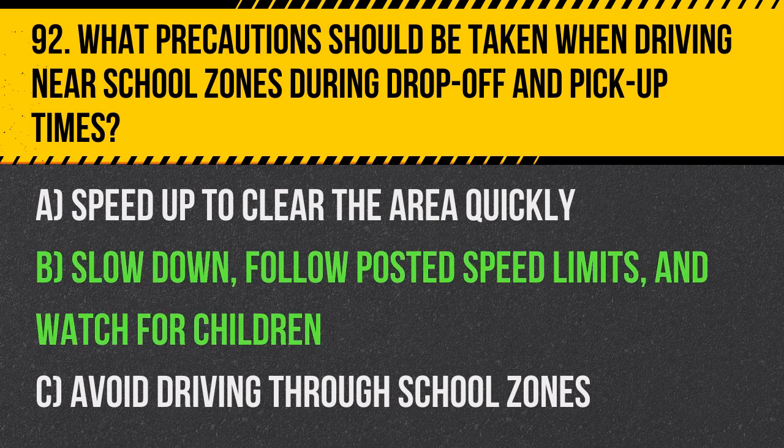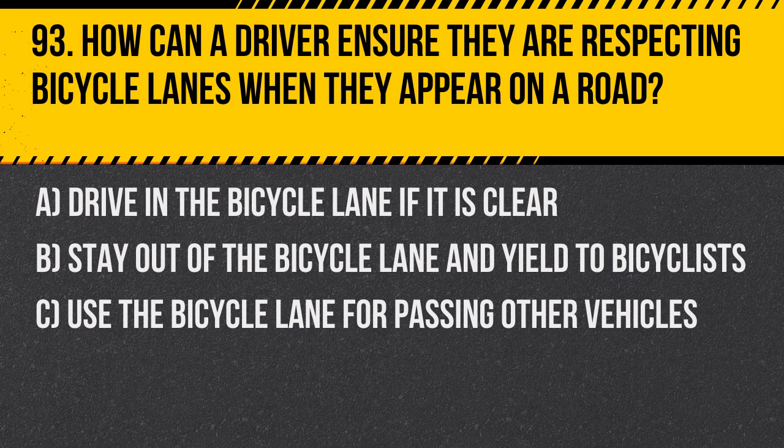Answer B. Slow down, follow posted speed limits, and watch for children. Extra caution is required due to the presence of children. Question 93. How can a driver ensure they are respecting bicycle lanes when they appear on a road?